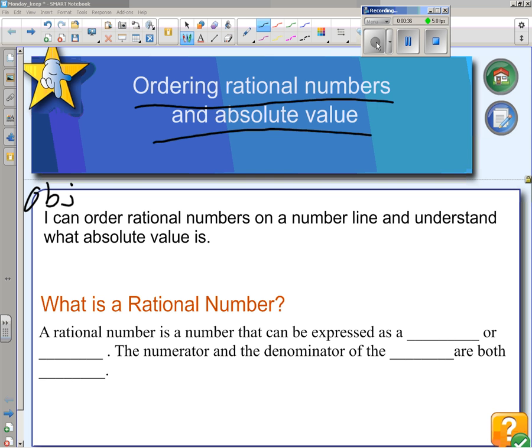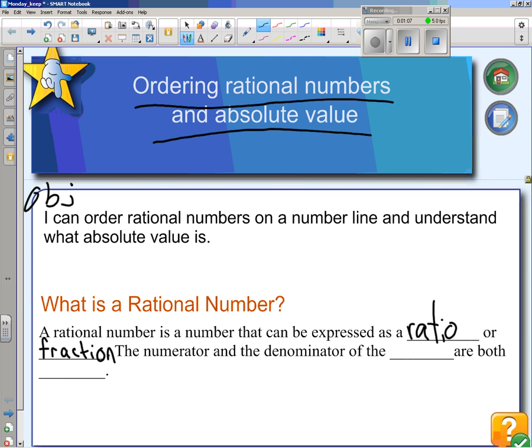Okay, so now let's talk about a little bit of a review before we try to put rational numbers on a number line. Let's talk about what a rational number is. We learned about this probably like the third day of school when you did that Venn diagram about the different kinds of numbers, but you might have forgotten. A rational number is a number that can be expressed as a ratio. Go ahead and write this down. A ratio or fraction.